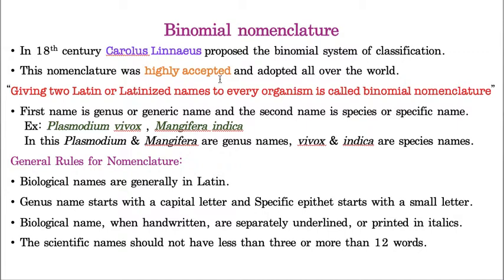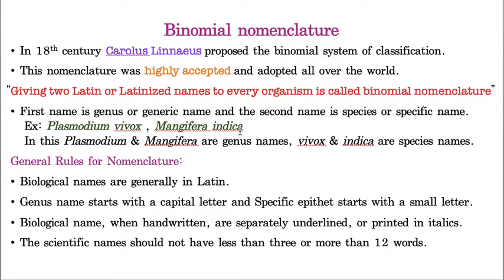Now let us take one more example, Mangifera indica. Basically the mango plant, technically you call it Mangifera indica. In this also, try to follow the same definition: giving two Latin names to an organism. Both are Latin names only, and this is Mangifera, the first name, and this is the second name. So this is how giving two names is called binomial nomenclature.